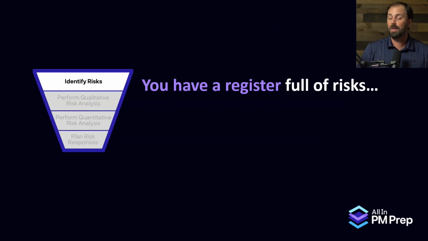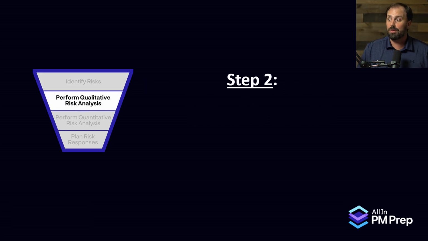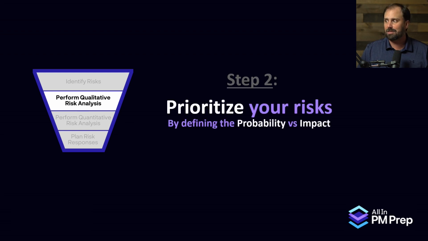That's beautiful. So now that we have a full register, which we continue to fill up through the length of the project, what do we do? The next step is to go and do some analysis. Our first type of analysis is to prioritize our risk by dividing the probability and the impact.